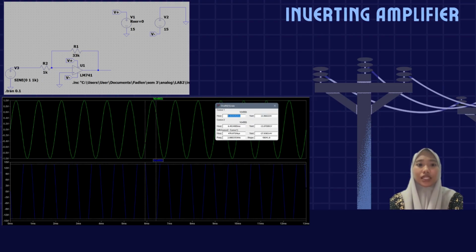The output signal is fed back to the inverting input through a feedback resistor, which is RF or R2. The function is it amplifies the input signal and inverts its phase, a 180 degree phase shift. The output signal will look like an amplified mirror image of the input signal.